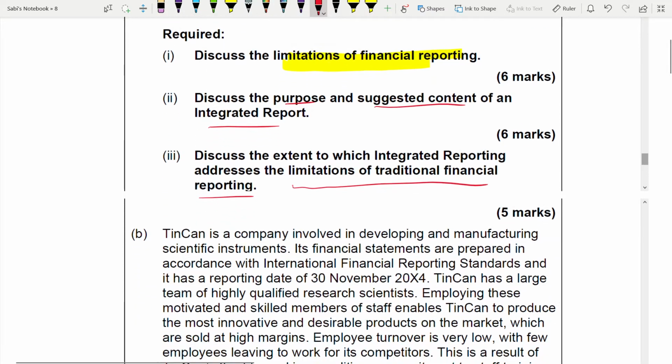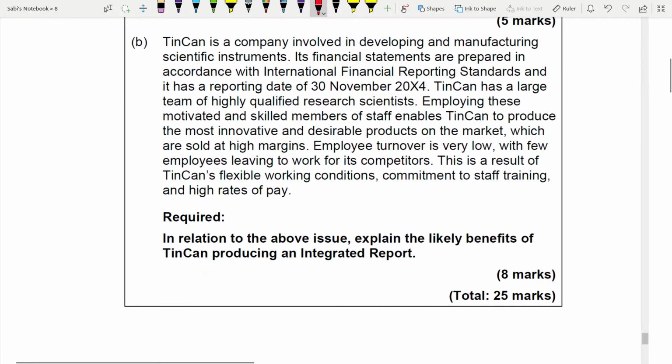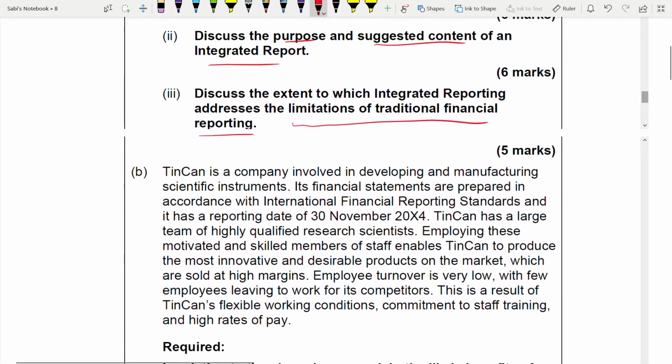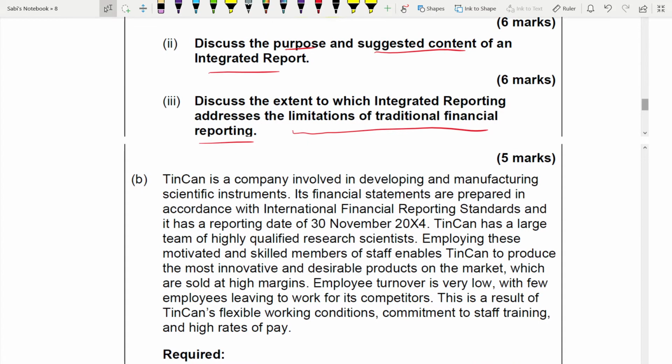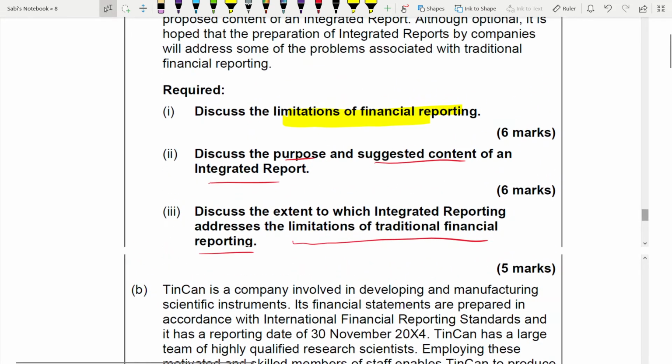Part B, also we have some case study, and the requirement is, in relation to the above issue, explain the likely benefit of the company producing an integrated report. It's very important that you understand the nature of this type of question, how to handle this type of question, because this type of question also you can get in SBR, right? I would say you will get a question like that. There's no doubt. I will not give a percentage. If I give a percentage, then students will keep asking me questions to analyze and tell them. I'm not a predictor. I cannot predict what you will get in your exam.